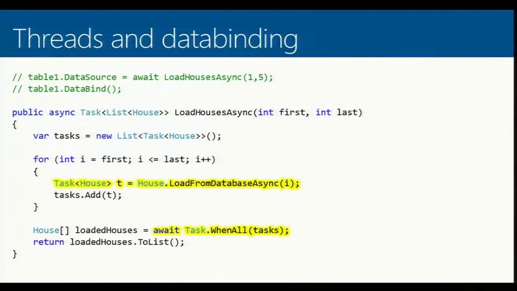Let's look at how the ideal code would work. Here, we've called it LoadHousesAsync. It's an async method that returns a Task of a list of houses. What do we do? Well, what we said is that we're going to kick off 5 requests. Bam, bam, bam, bam, bam, one after the other. So we're calling house.LoadFromDatabaseAsync. That just gives us back a task, and we'll add it to a list of houses. Later on, we can await Task.WhenAll, so we can await until all of them have finished, and then we can return it.